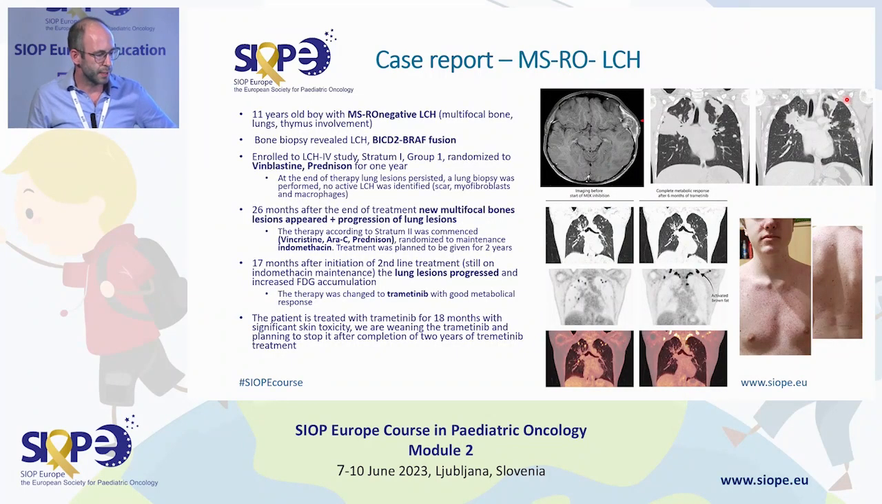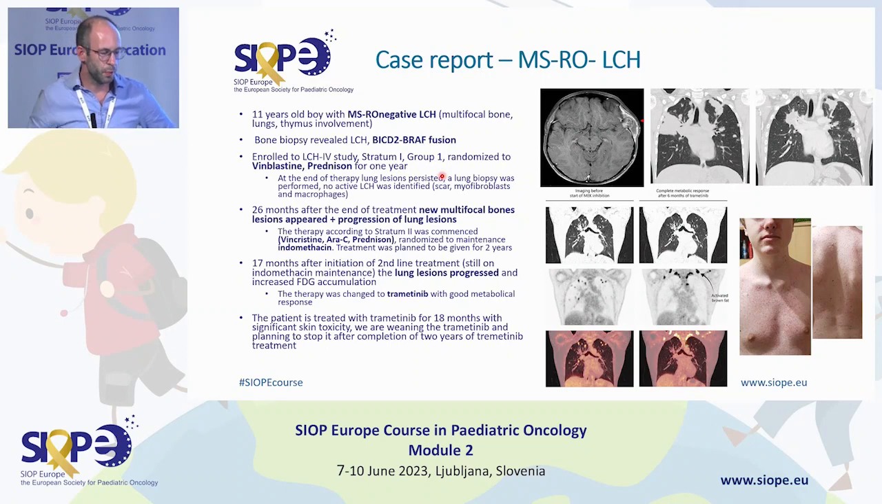This is a different story. It's an 11-year-old boy with multi-system Langerhans cell histiocytosis that presented as a painless mass on the skull. And we identified with examination the multi-system disease with multifocal bone, lungs, and thymus involvement. His lung involvement is not typical for LCH, but it can happen. We did a bone biopsy from the skull. It revealed LCH with this uncommon BICC2-BRAF fusion.